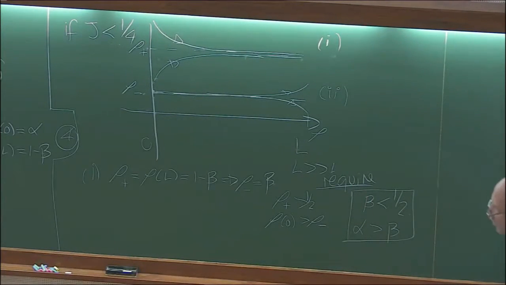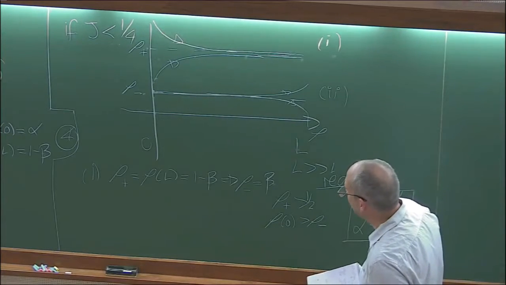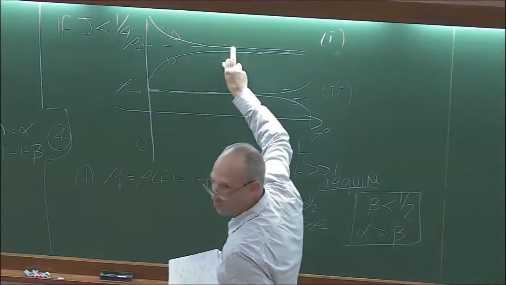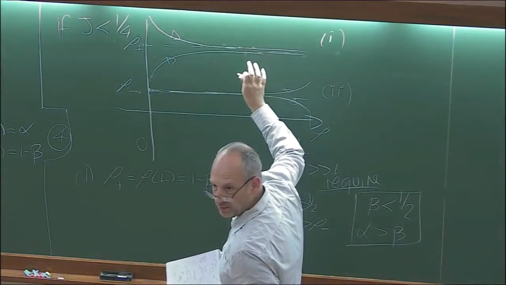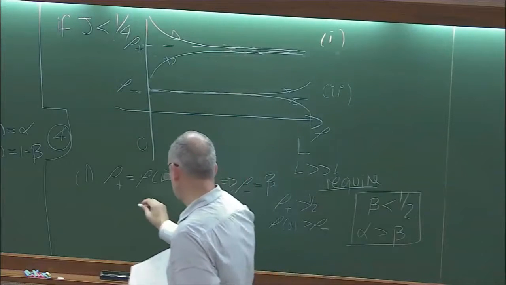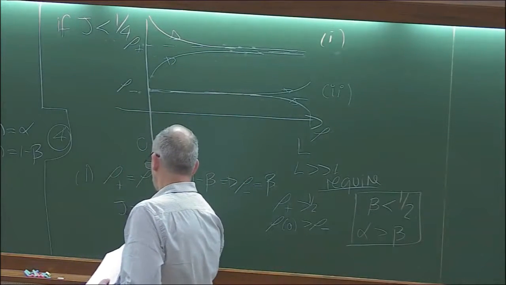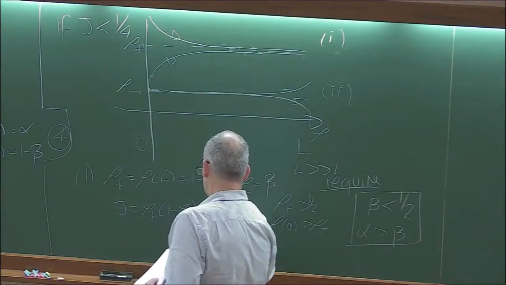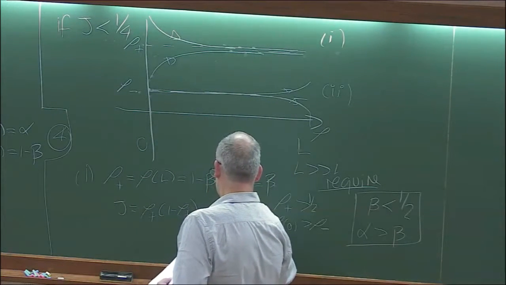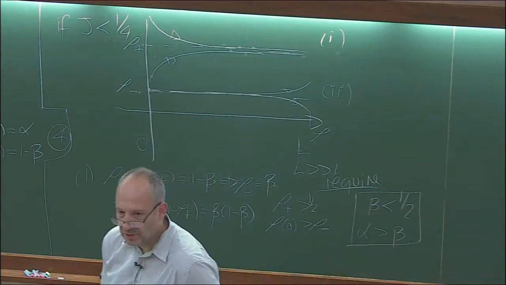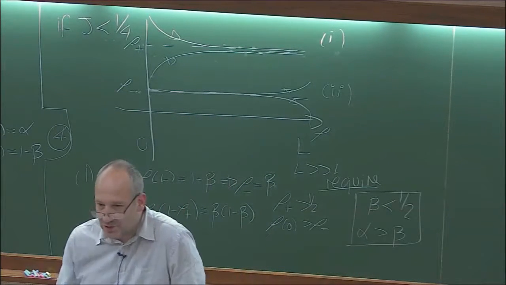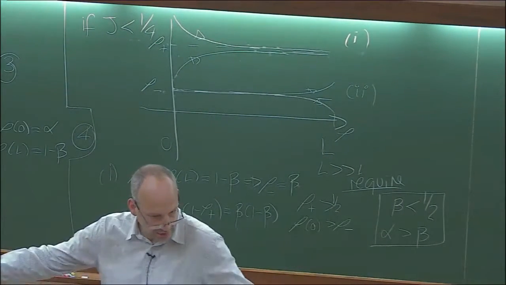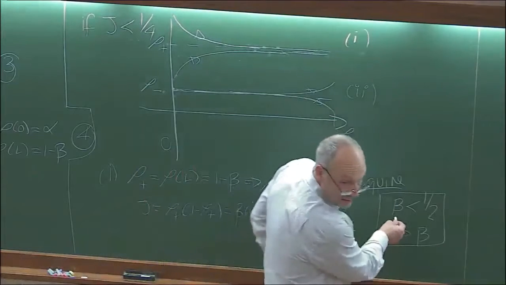And by the by, J will be given by rho times 1 minus rho in the flat part. So that'll just be rho plus times 1 minus rho plus, which is just beta times 1 minus beta. So I found, without having to solve explicitly, graphically a solution that's consistent for large L, provided these conditions are satisfied.